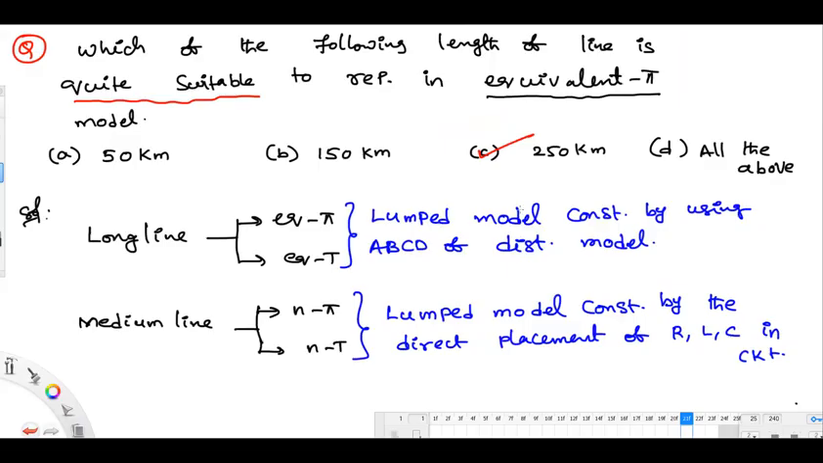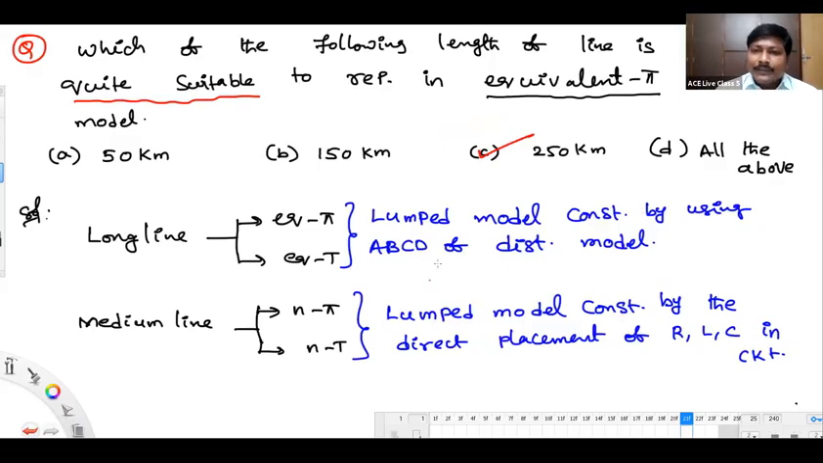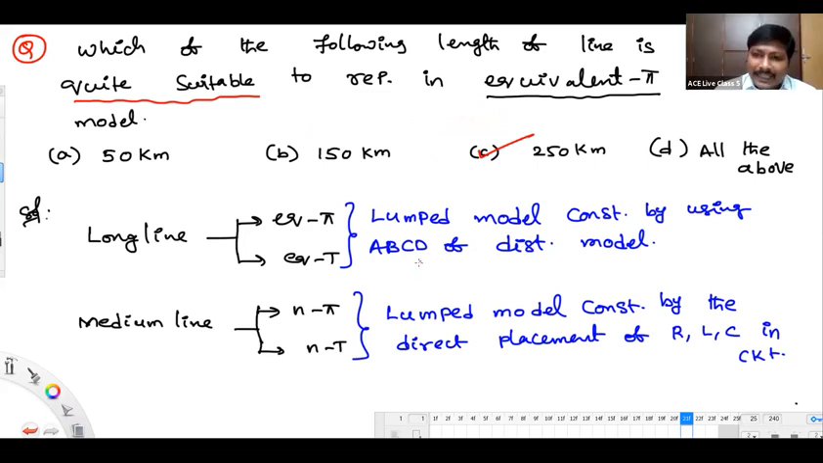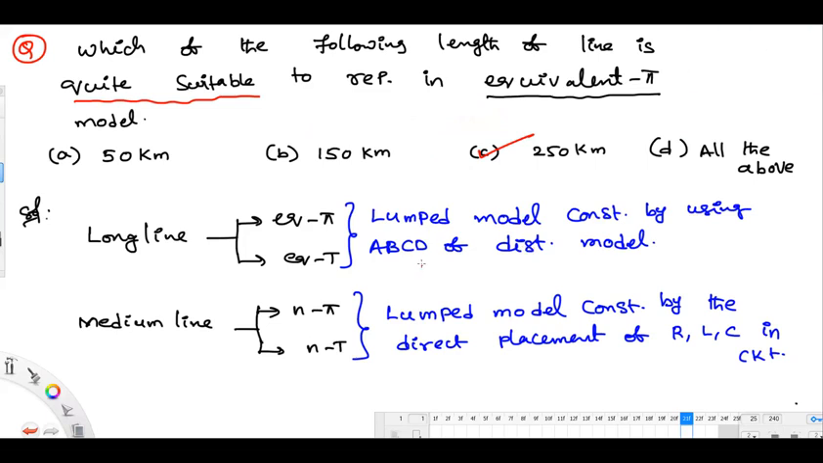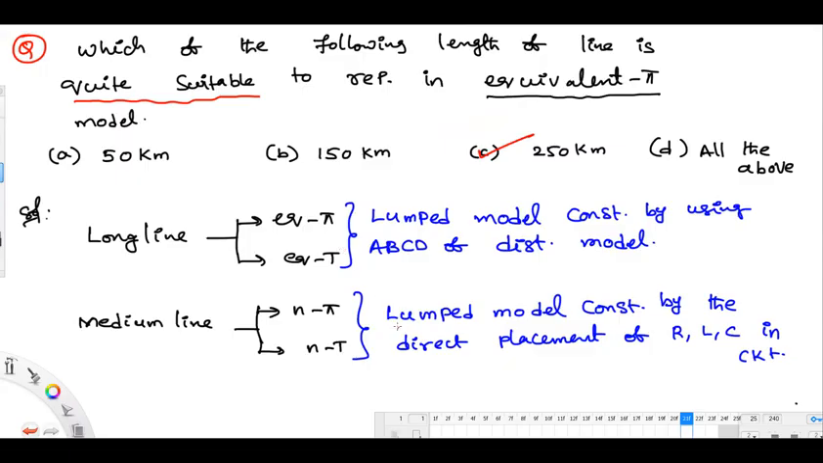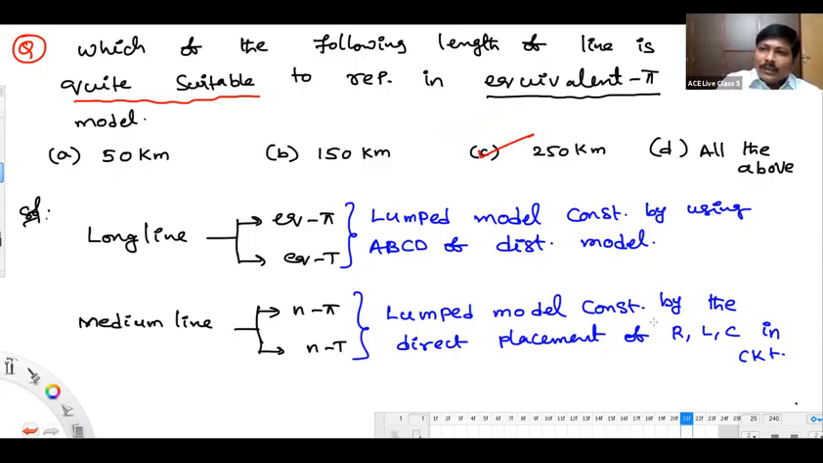What have I written for equivalent? A lumped model constructed by using the ABCD of the distributed model. Which is the original model? The distributed model. For the distributed model, first we find ABCD, and by using that ABCD we construct a lumped model. That you call equivalent. What is the nominal model? A lumped model which is constructed directly. Directly, I am keeping in the circuit, we are constructing a pi model or T model. That is nominal.